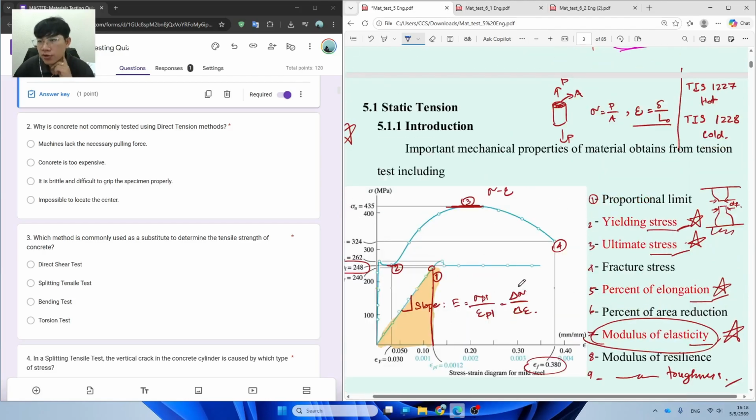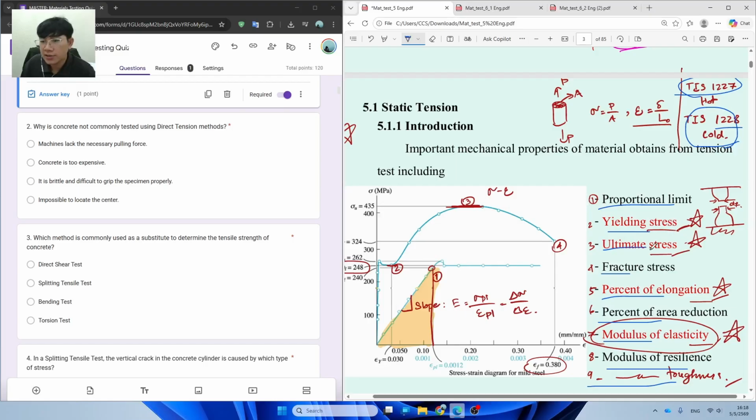According to the TIS, for hot rolled steel using the code 1227, and for cold formed steel using the TIS code 1228, you can see that for normal testing, we consider a lot of things such as proportional limit, yielding stress, ultimate stress, fracture stress, percentage of elongation, percentage of area reduction, modulus of elasticity, modulus of resilience, and modulus of toughness, right? These are all the mechanical properties that we consider for design and to observe the behavior of the material.